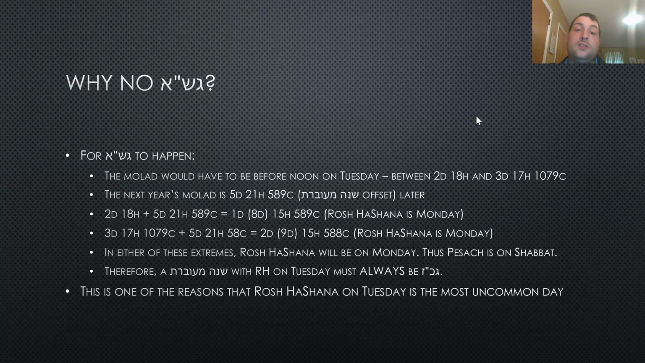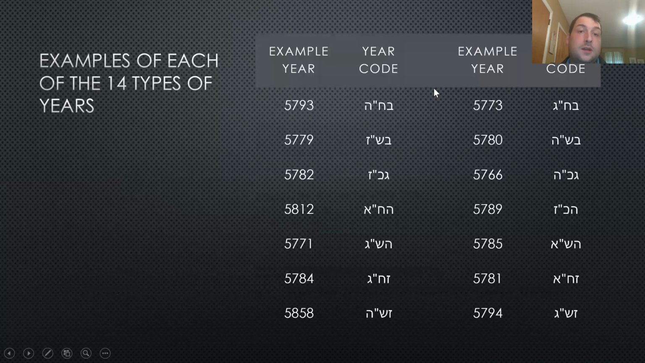And next week, we're going to talk about the different abnormalities about the calendar, like which years happen the most frequently, which years happen the least frequently. And we'll learn that Tuesday is in fact the least common day.